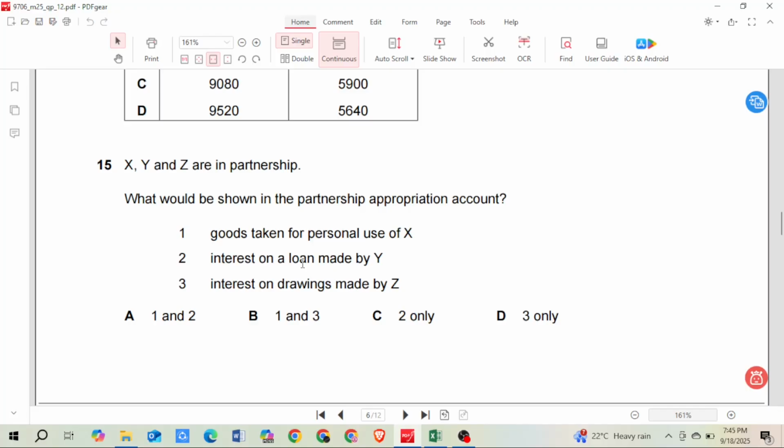And the final one is interest on drawings made by Z. So interest on drawings should be incorporated in the appropriation account, and this is the first item that we write. After profit for the year in the appropriation account, we add interest on drawings. So the correct answer for your question number 15 is 3 only. So only D. Okay, so D is your answer.